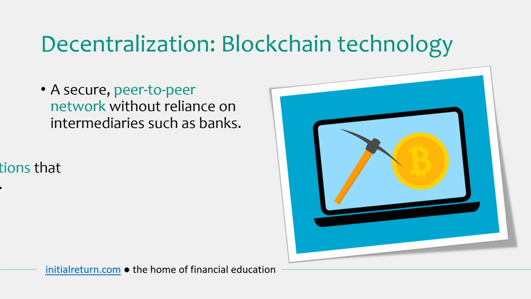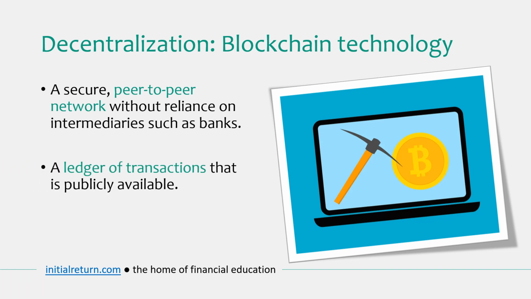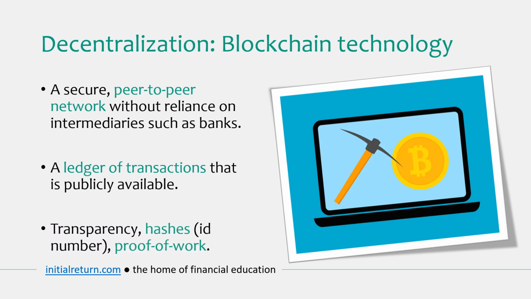So how does it do that? Essentially, you can think of this blockchain as a massive ledger of transactions that is publicly available. Each transaction that occurs in the blockchain can be viewed by all the parties, and there's full transparency. And this is managed by the addition of blocks to this chain, and each block has what's called a hash, which you can think of as essentially like an ID number.